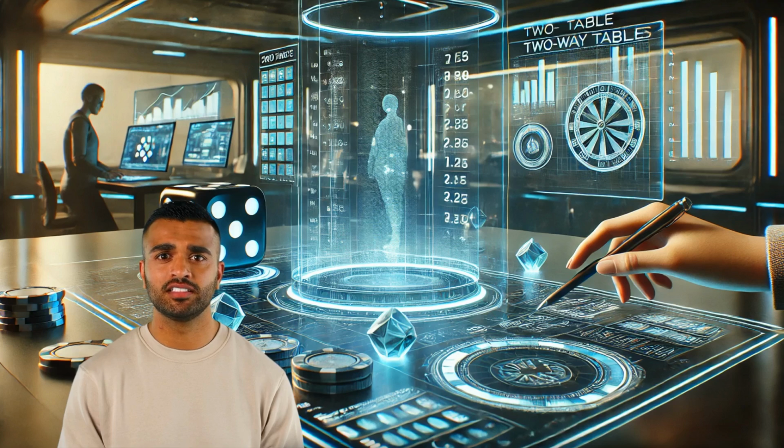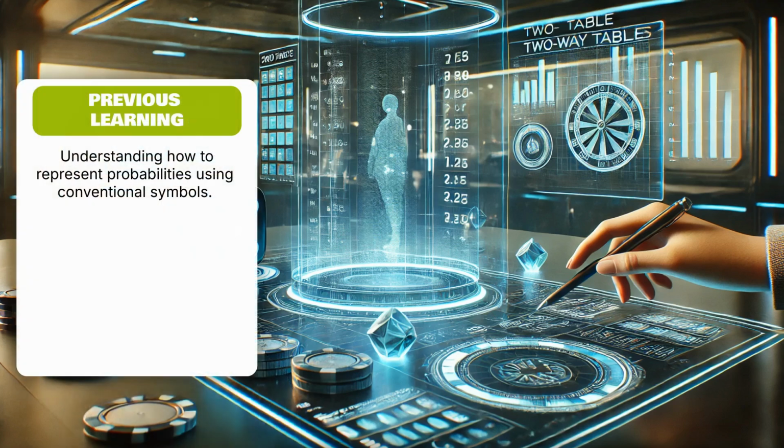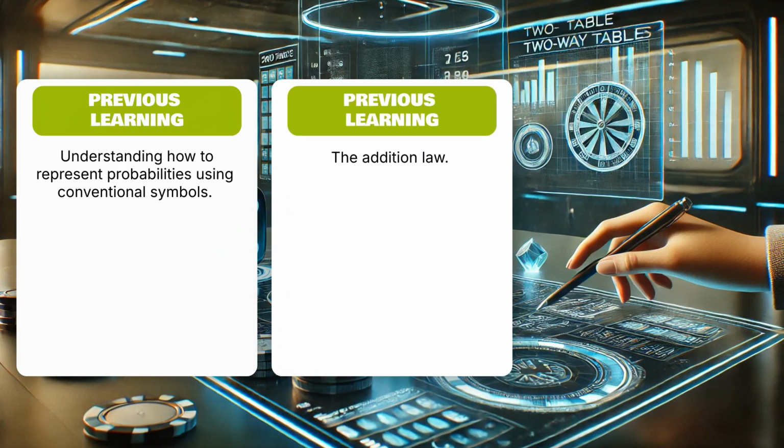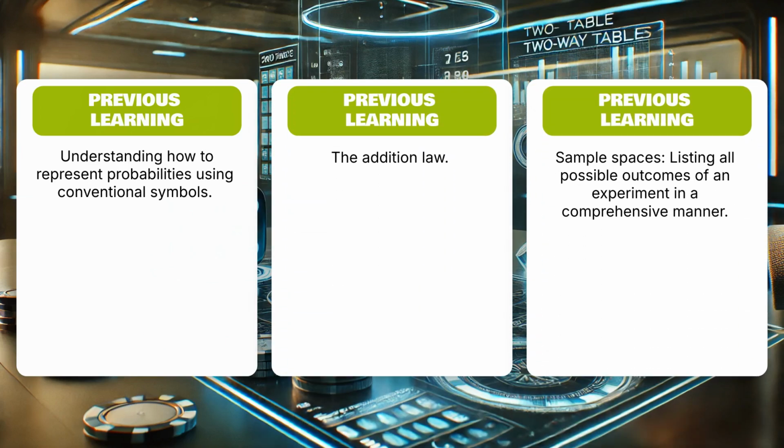In our previous lessons, we've built a solid foundation by discussing the following: probability notation, understanding how to represent probabilities using conventional symbols, the addition law, and sample spaces, where you list all possible outcomes of an experiment in a comprehensive manner. With this foundation, we can now introduce and make use of two-way tables.